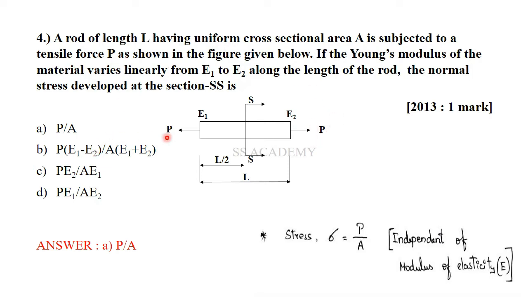Okay, generally stress depends only on the force applied and the area in which it is acting. At this point, you will be having a parabolic variation of the stress, but at a cross section SS far away from this, you will be having a linear variation. That is, P by A will be constant at all points here. So stress depends on the force and the area and not on the modulus of elasticity, that is not on the material property. So sigma is equal to P by A is the answer.